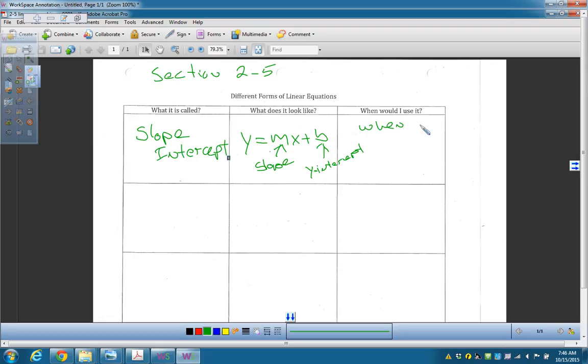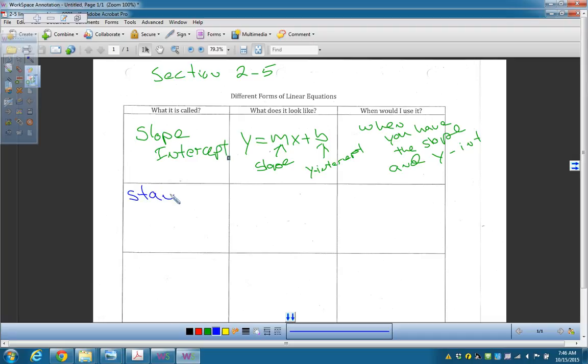You can use it when you don't have the slope and y-intercept, but you would have to find the slope and then figure out some other way to find the y-intercept, which we're going to do in a minute. Then what we talked about this morning with the ones on the board, we have standard form.